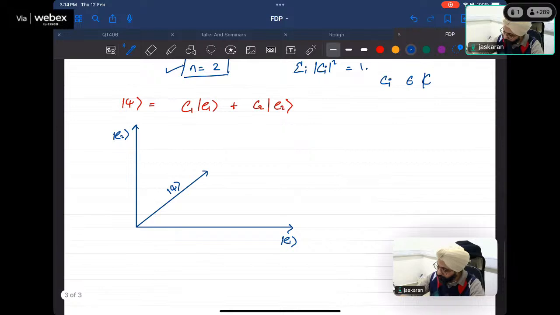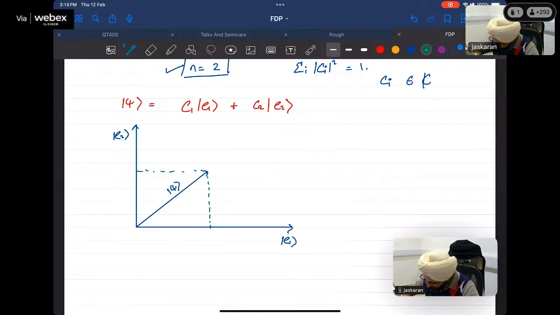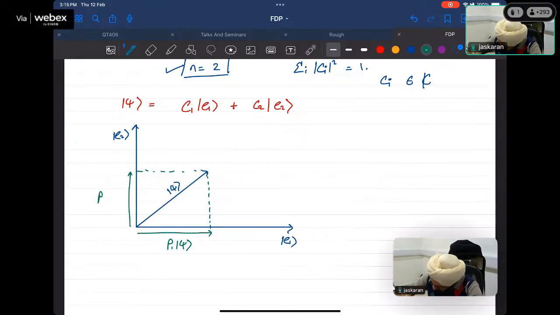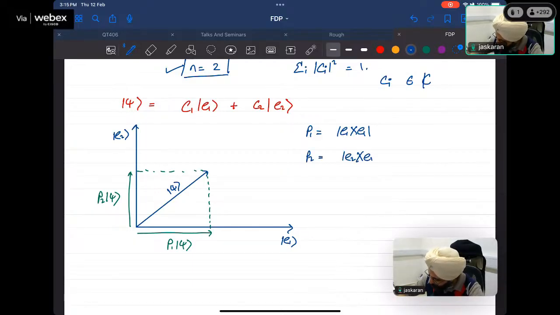So we know what the next step is. The next step is we just take a projection along ket e1 and a projection along ket e2. This forms a vector which is a projection along ket e1, and this forms another vector which is a projection along ket e2. Here P1, the projection operator, is nothing but ket e1 bra e1, and P2 is ket e2 bra e2. So as you can see, these are projectors.